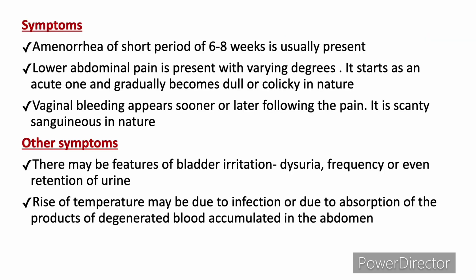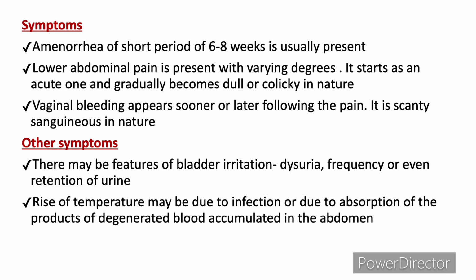The symptoms in case of chronic or old ectopic include amenorrhea of short period, 6 to 8 weeks, which is usually present. Lower abdominal pain is present with varying degree. It starts as an acute one and gradually becomes dull or colicky in nature. Vaginal bleeding appears sooner or later following the pain. It is scanty, sanguineous or dark colored and continuous in nature.